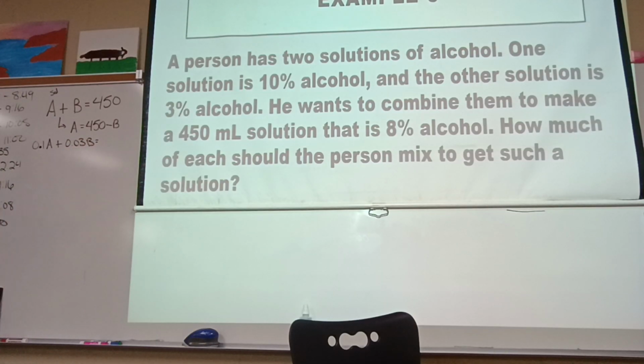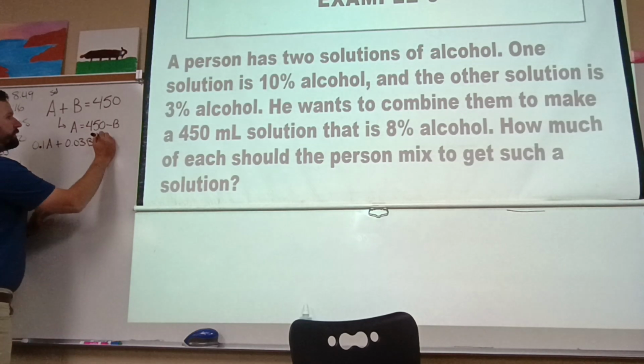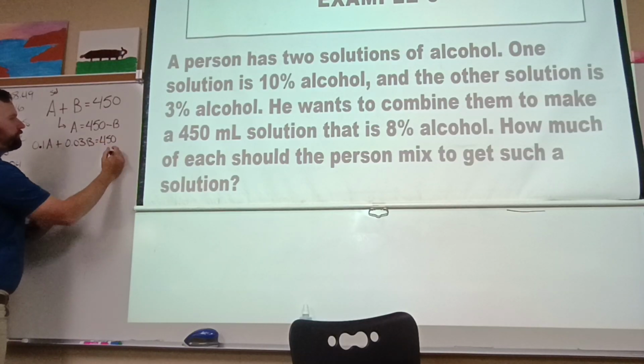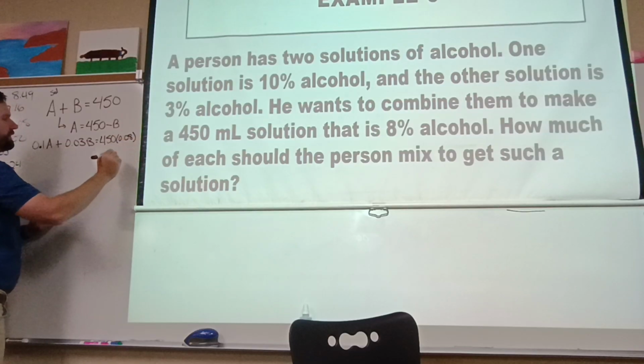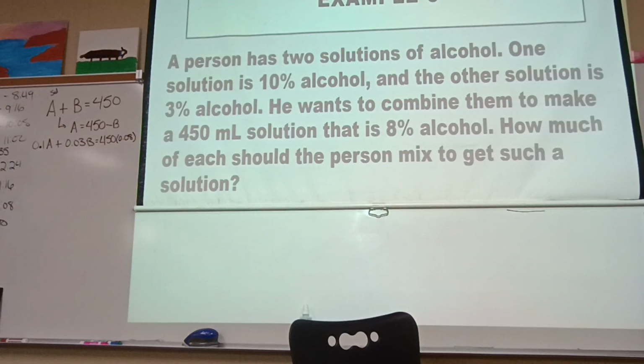Now, I don't know how many milliliters of A and I don't know how many milliliters of B. But do I know how many milliliters I have of my total? Yeah. So 450 times 0.08. I don't use C there because could I have put C there and said C is my total amount of solution? Yeah. And then I plug in, I know 450 is how many milliliters I have.